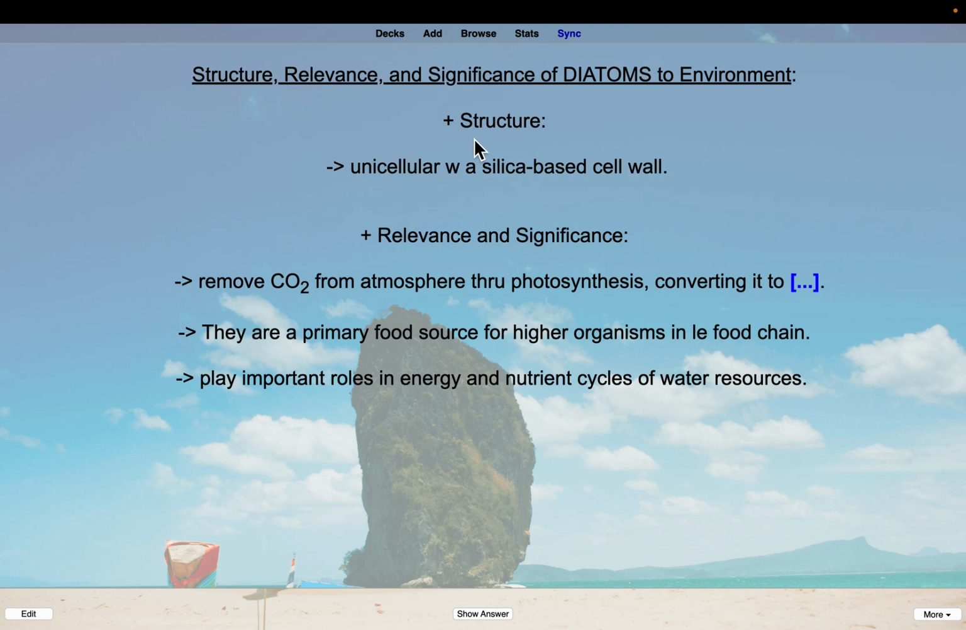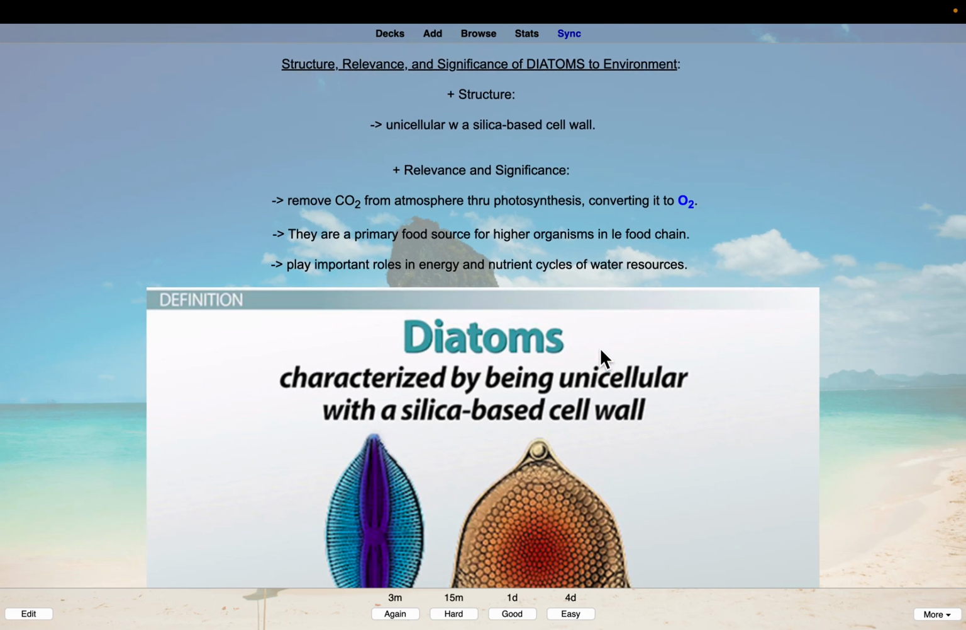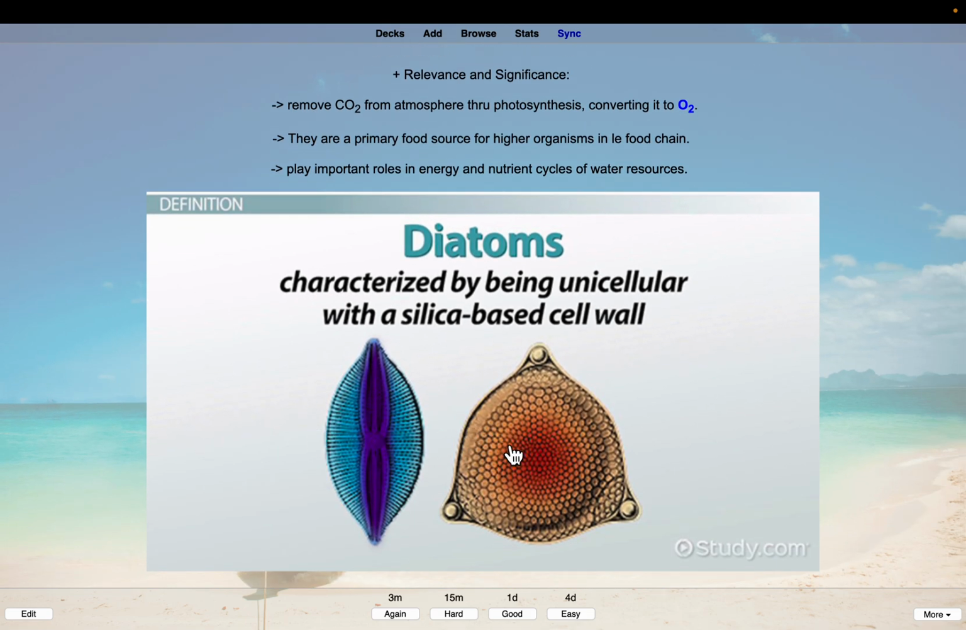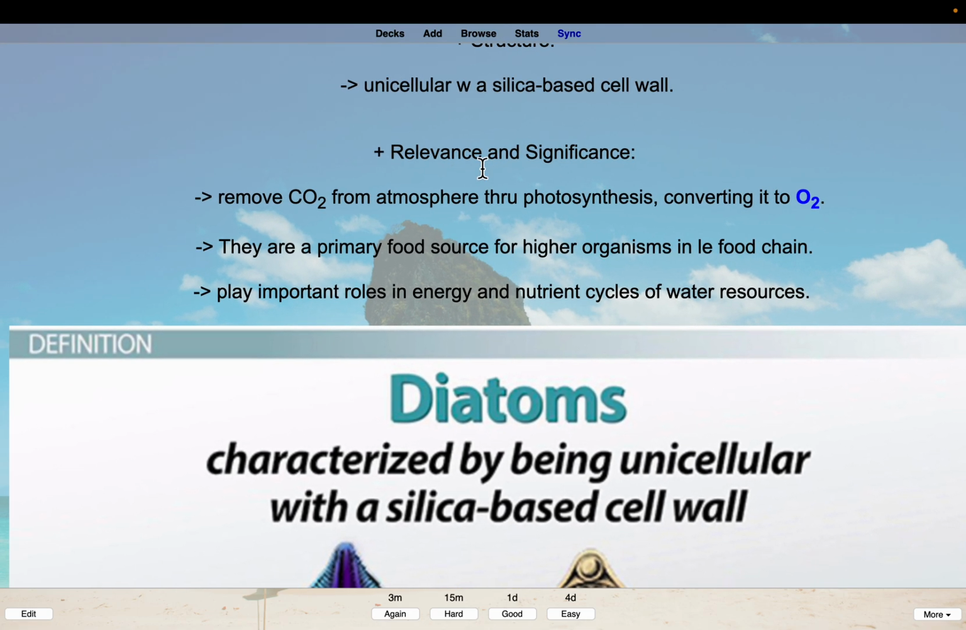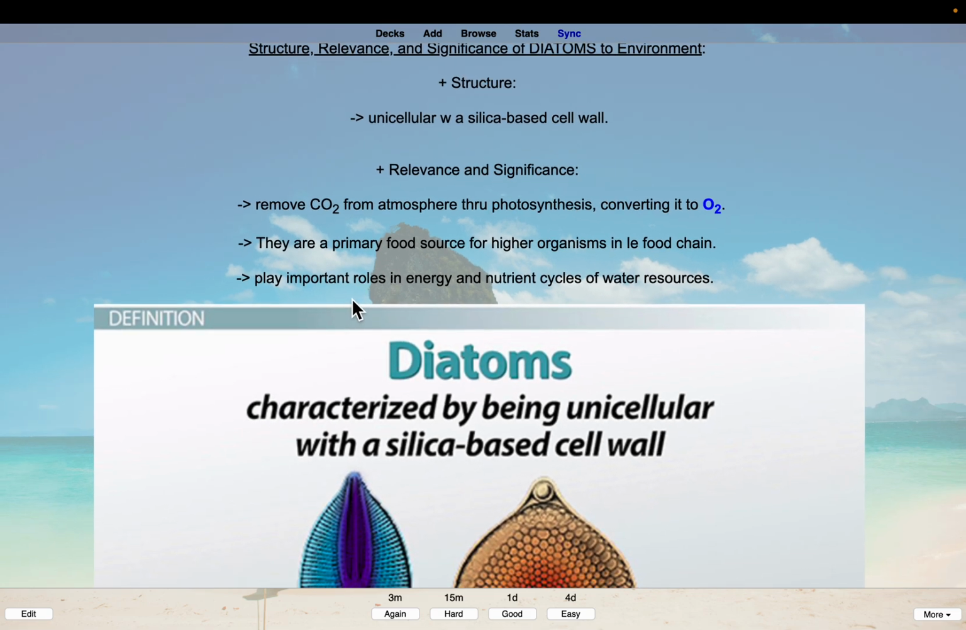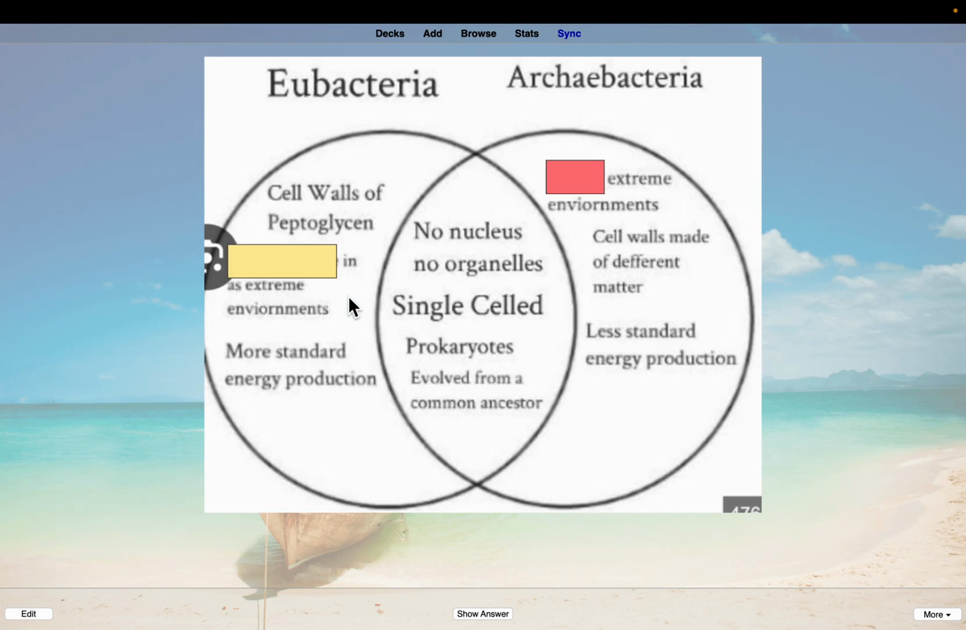Structure, relevance and the significance of diatoms to the environment. For the structure, they are unicellular with a silica-based cell wall. So what's their relevance and significance? Basically, they contribute significantly in the removal of CO2 or carbon dioxide from the atmosphere through the process of photosynthesis, converting it into oxygen. So this is what diatoms look like. And they are a primary food source for higher organisms in the food chain, and they play important roles in energy and nutrient cycles of water resources.